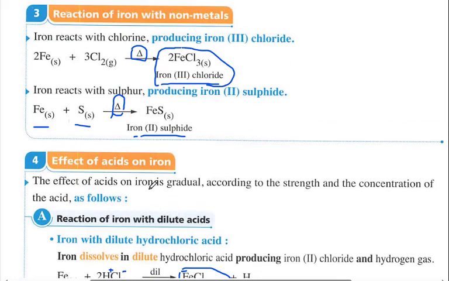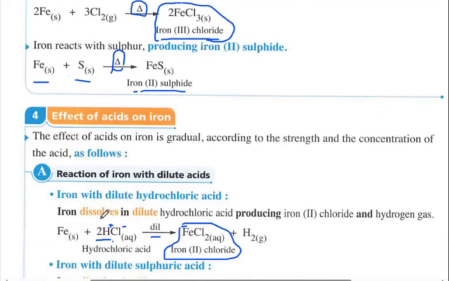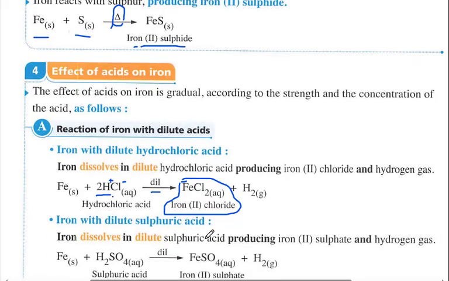It is not iron 3 chloride, as chlorine only is an oxidizing agent that makes iron 3 chloride, not iron 2. Here the effect of hydrogen is very clear as a reducing agent, so it makes ferrous chloride or iron 2 chloride.